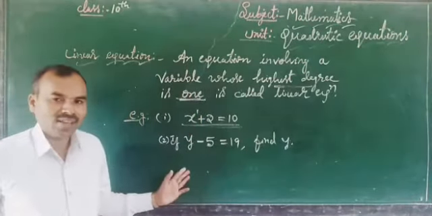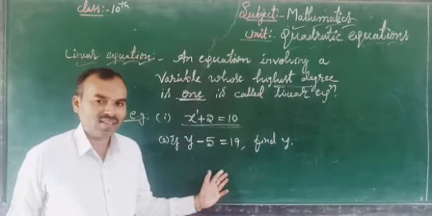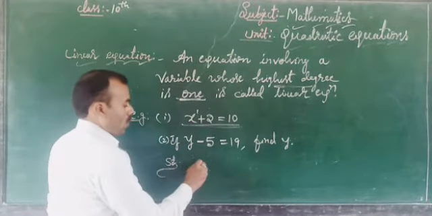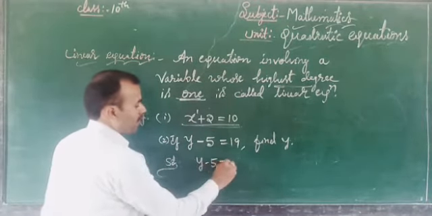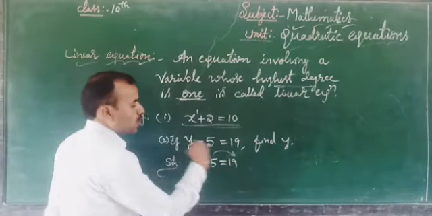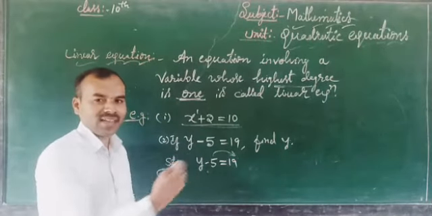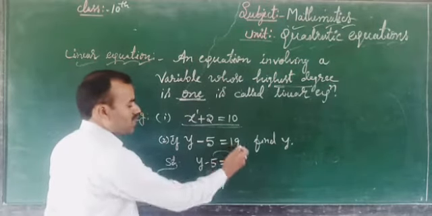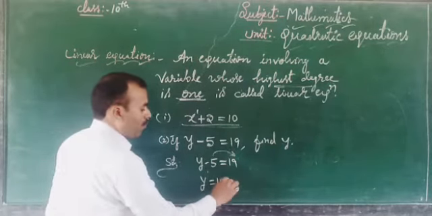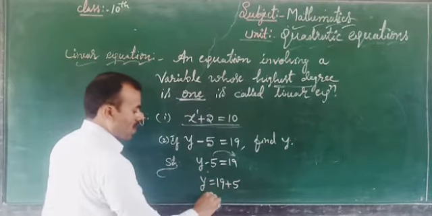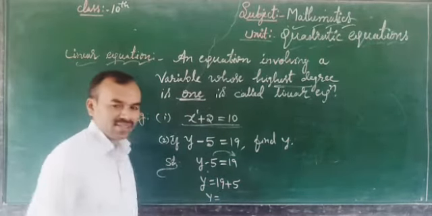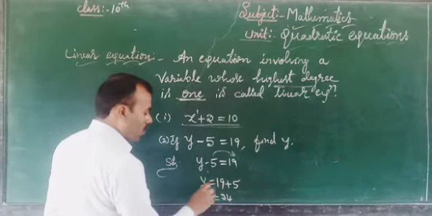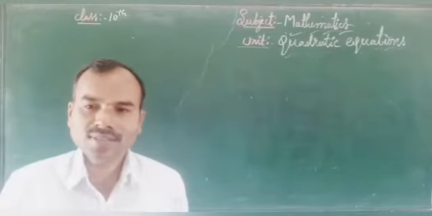Can you find the value of y? Solution: y minus 5 equals 19. Just transpose minus 5 to the RHS. It is y equals 19 plus 5, because minus 5 becomes plus 5. So y equals 24. That is your answer, students.